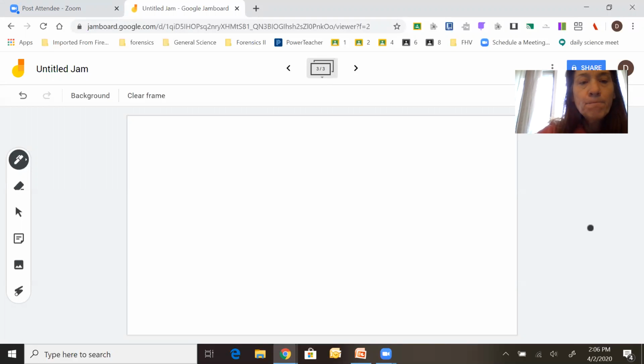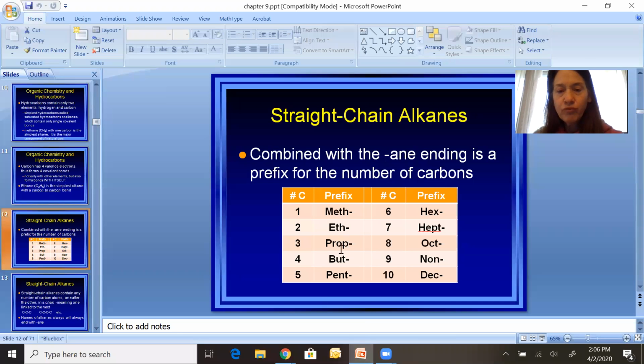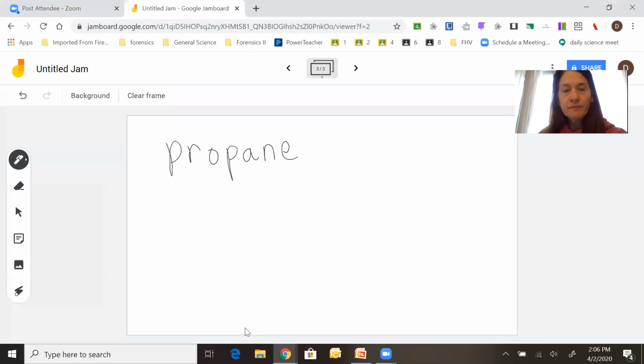Let's try propane. Okay? And let's look at our chart. Prop tells us that there's 3 carbons. So ane is telling us it's an alkane and they're all single bonded. Prop is telling us that there's 3 carbons, so we're going to make 3 carbons in a row. Single bonded, right? Ane telling us it's single bonded, it's an alkane. Prop is telling us it has 3 carbons.